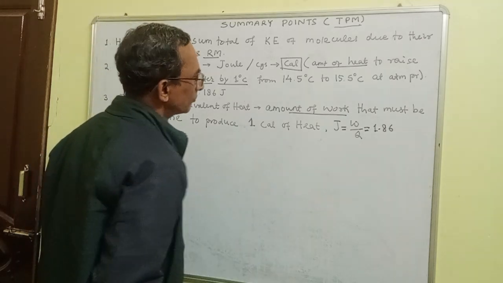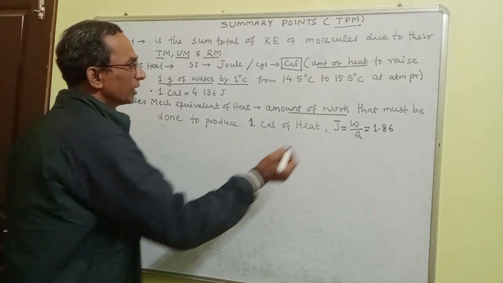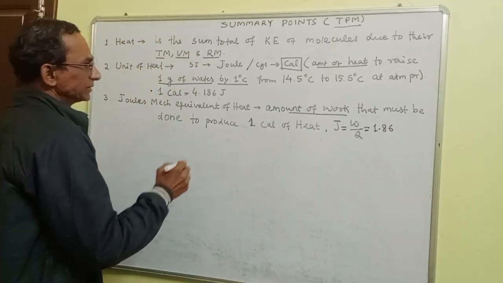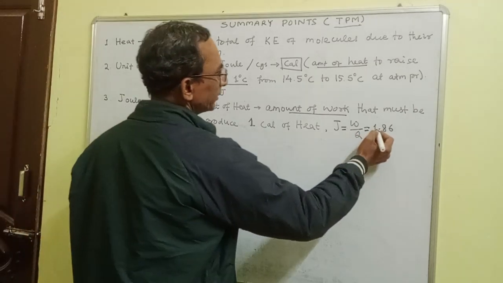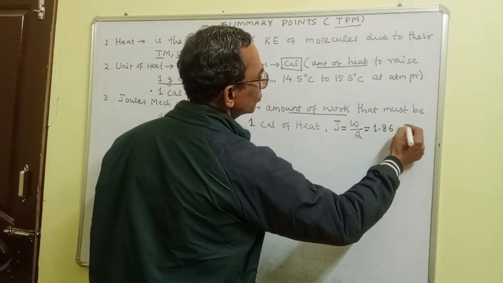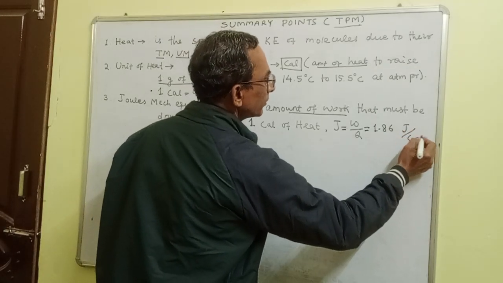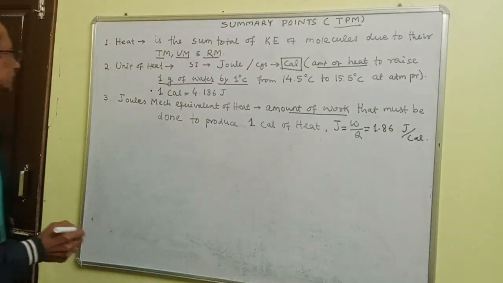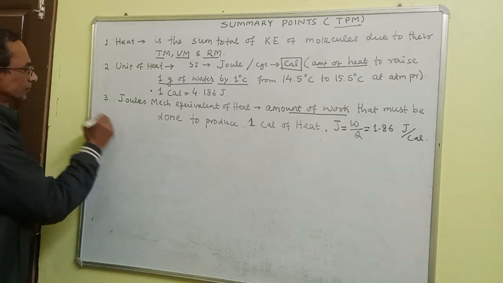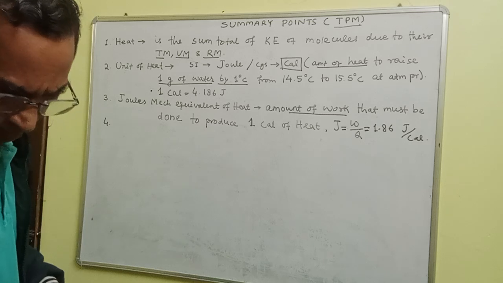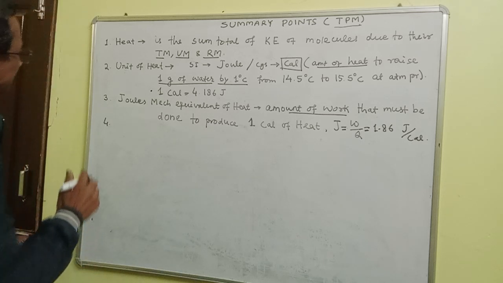Amount of work done per unit heat, or amount of work done to produce 1 calorie of heat, that is J, that is 4.186 joule per calorie. Correct. Next point is what is temperature.